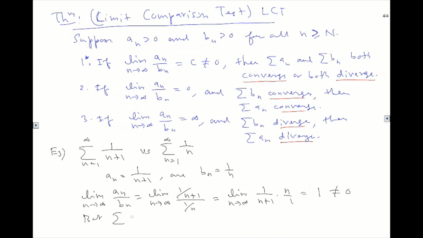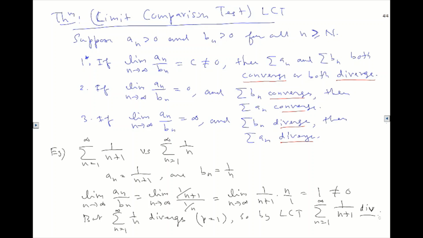The sum from n equals 1 to infinity of 1 over n diverges. That's a harmonic series. It diverges because p equals 1. So by the limit comparison test, the sum from n equals 1 to infinity of 1 over n plus 1 diverges. You can see that you could not do this problem before using the direct comparison result, but using the limit comparison it is a very simple problem. So you're going to compare with 1 over n.